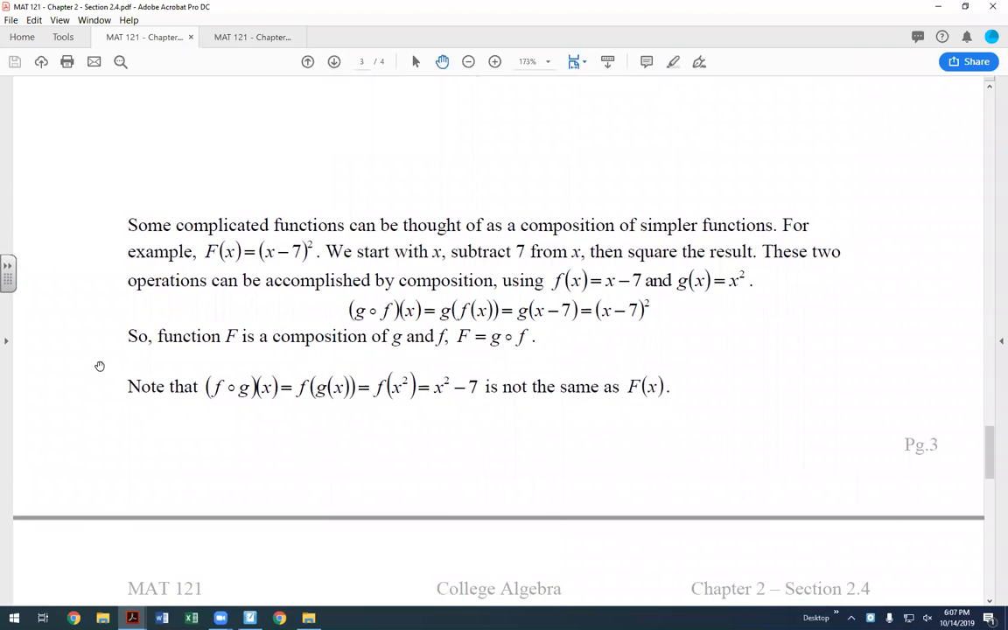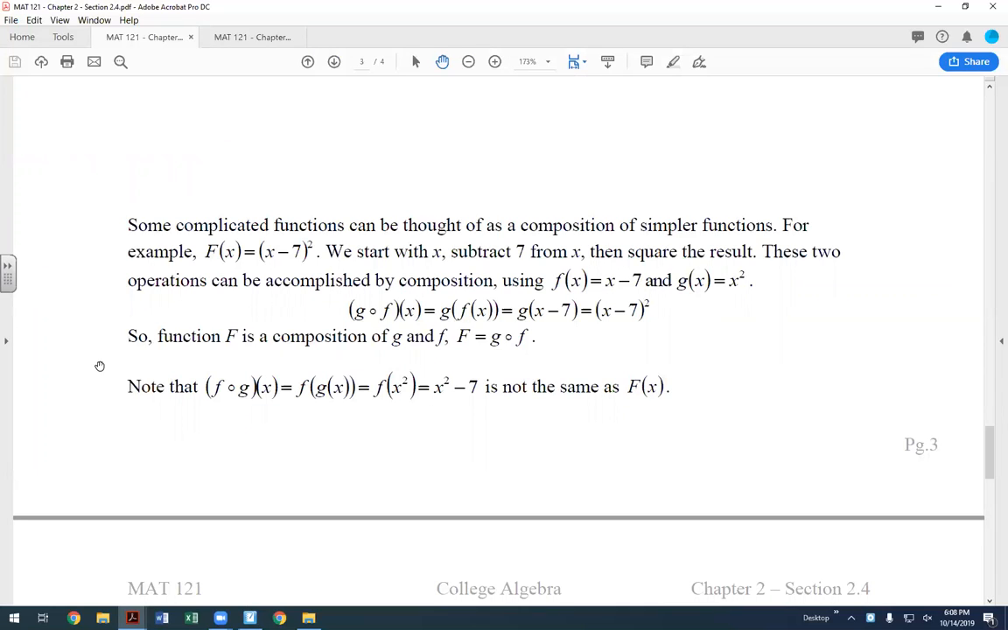Okay. So this was actually us taking two individual equations and putting them together. Now the idea is sometimes you can think of some of these complicated functions actually being compositions themselves. So if you're looking at a function like this, capital F of x is x minus 7, the whole quantity squared. You can actually think about this as being a composition of two separate functions. So they're saying, just imagine if you were having to plug in a value for x. The first thing we would do is take that value of x, subtract 7 from it, whatever answer we got, then we would square it, right?